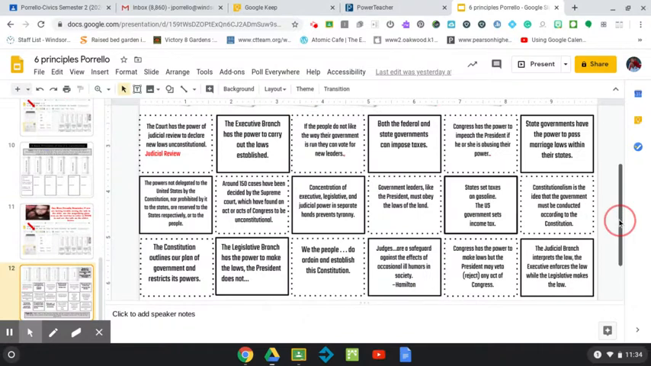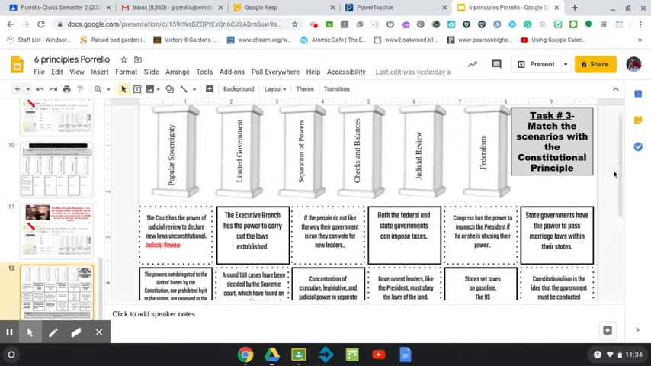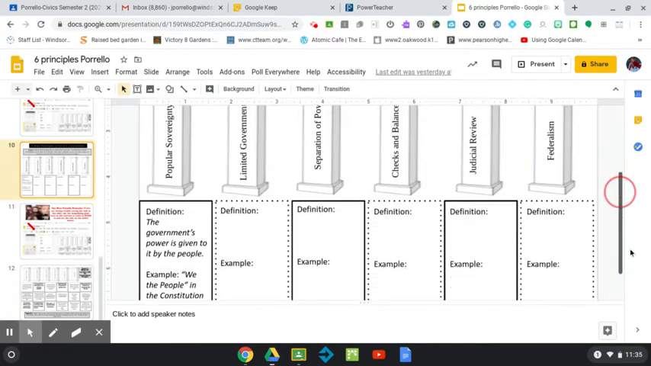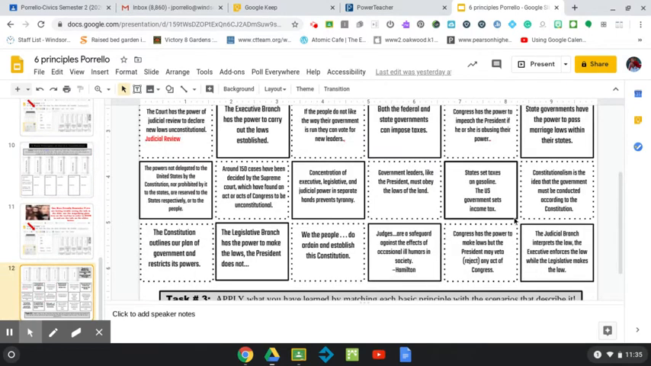What you're going to do here is you're going to read each scenario and you're going to match it up to one of the 6 principles of the US Constitution. Okay, so we learned about popular sovereignty. Okay, popular sovereignty, remember, was the idea that the government's power is given to it by the people.